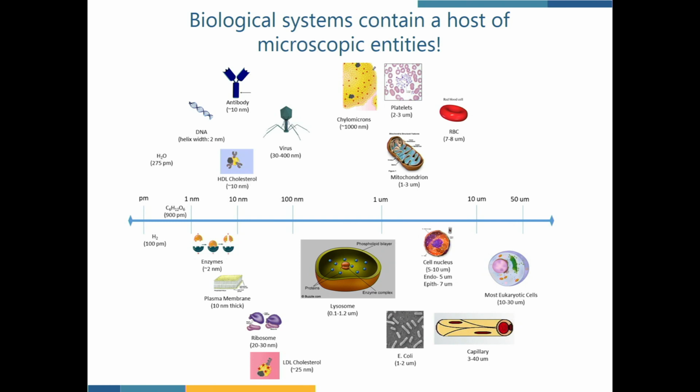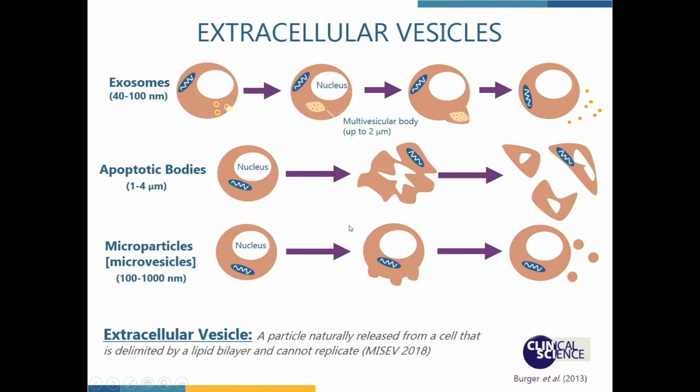And when you think about biological systems, they have really dozens and hundreds of microscopic and submicroscopic entities in them. But particularly at that time in 2008, an area that was relatively understudied was extracellular vesicles. A simple definition of an extracellular vesicle is a particle that's released naturally from a cell, surrounded by a lipid bilayer, and can't replicate.